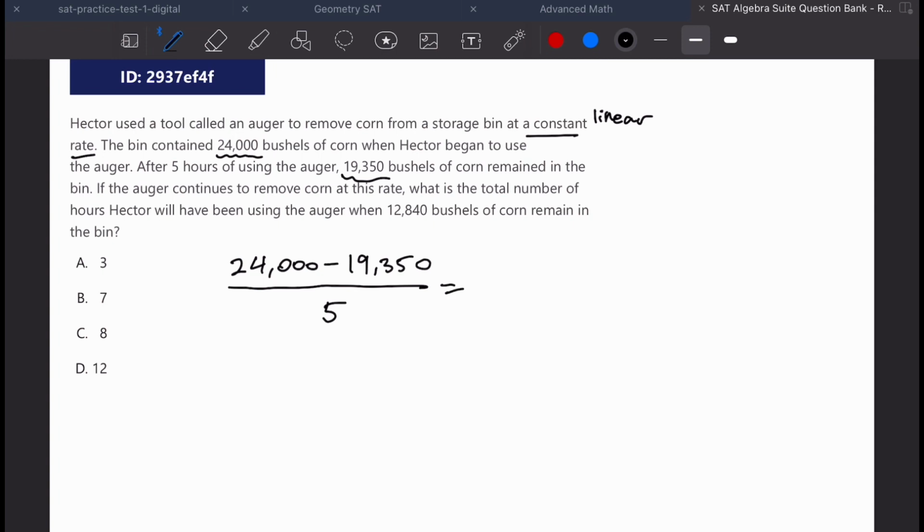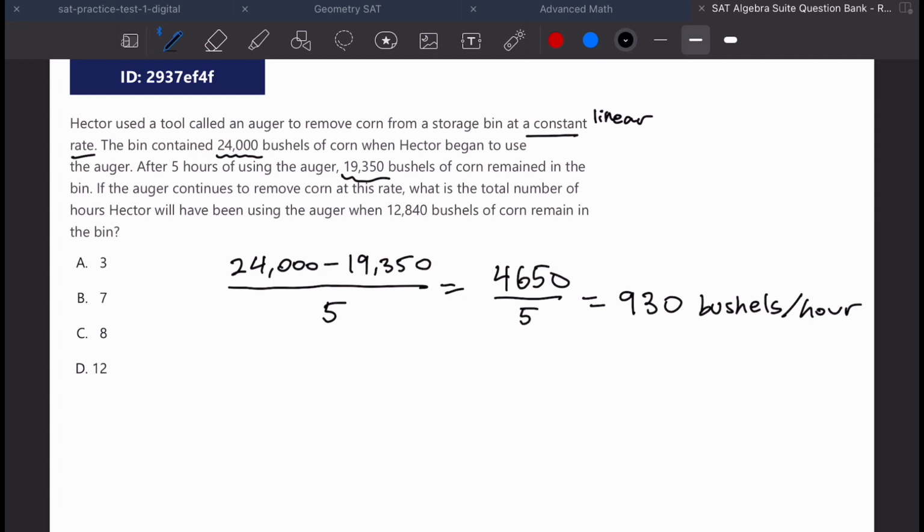So this is, if you could plug this into a calculator, this would equal 4,650. And if we divide by 5 in our calculator, we get 930 bushels per hour. So we are finding how many hours Hector has used it when 12,840 bushels of corn are left.